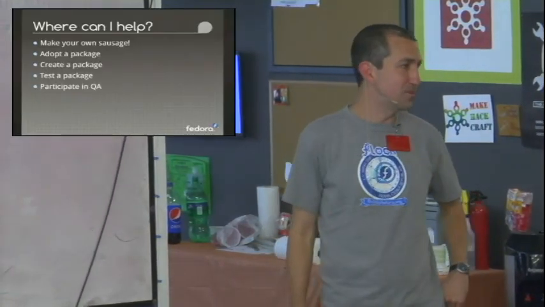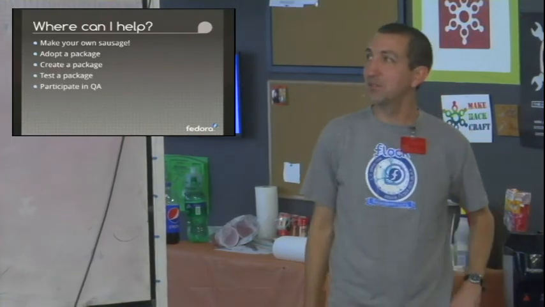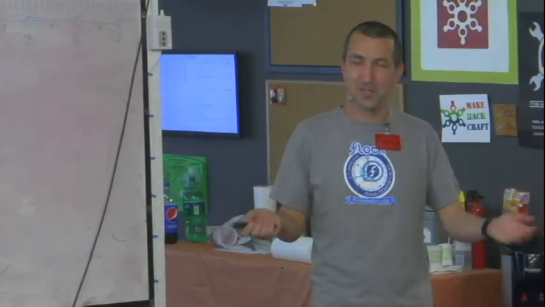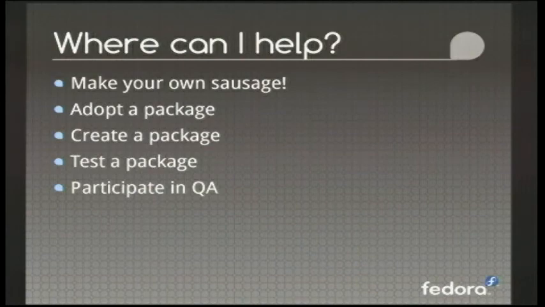All right. So what can you do? If you're at all interested in any of this, you should make your own sausage. Getting back to the sausage, right? In both Fedora and I think in Debian and others, you can adopt a package. Because there are 35,000 packages and people gain and lose interest over time, there is actually a list of packages that you could pick up. People really like it when that happens.